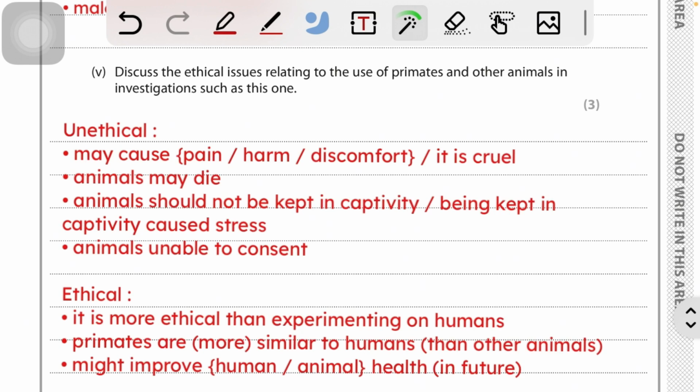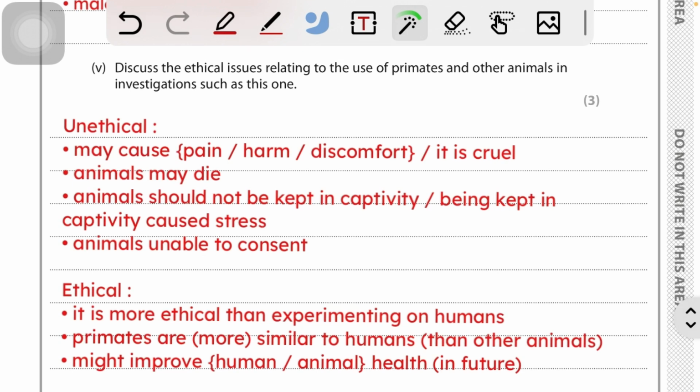Animals are unable to consent. The animals don't give us consent, like, yeah, do experiment on me. Humans can do that if they are in need of money. It is more ethical than experimenting on humans. Primates are more similar to humans than other animals, and it might improve human or animal health in future.